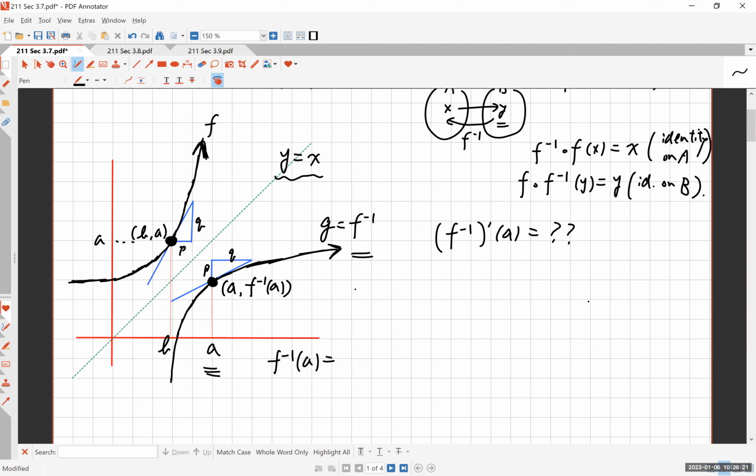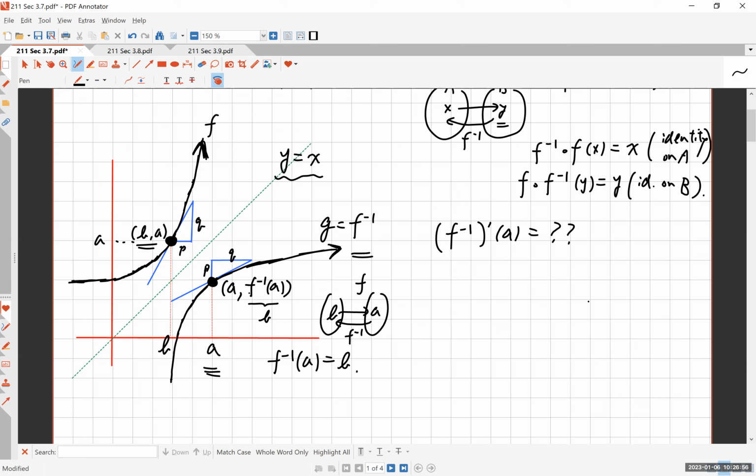So in this picture, what we have is this. f sends B to A, and f inverse sends A to B. At least that's the way I set this up. So this point here is (B, A), and this point here is (A, B), except I'm writing this as (A, f inverse of A), which of course is B. So if you look at this picture, you can see the symmetry.